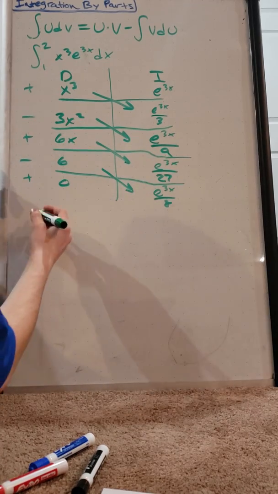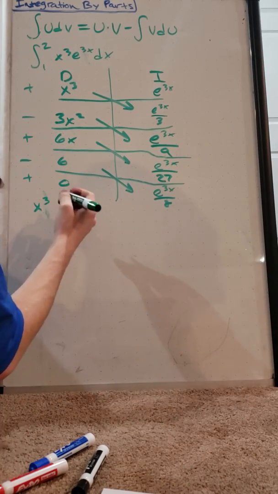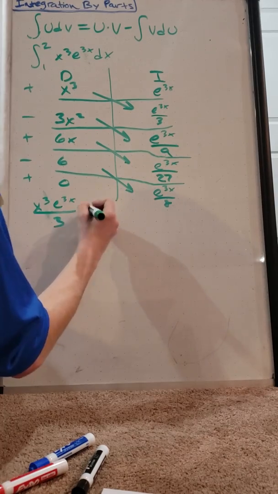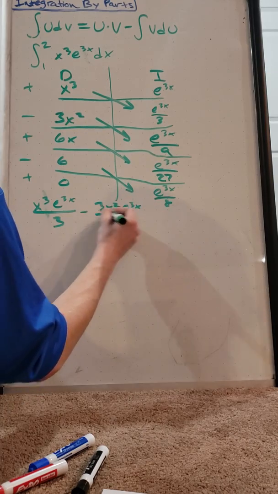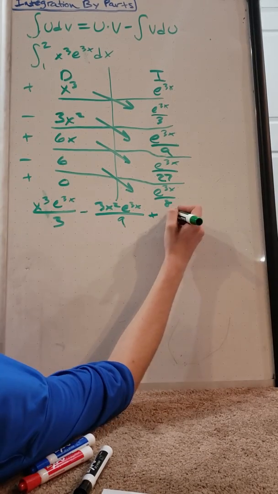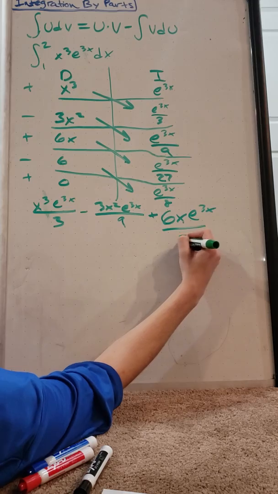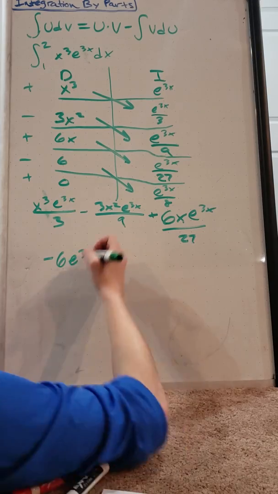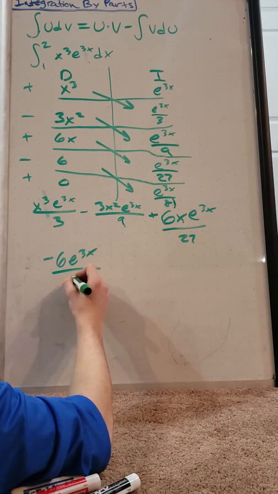And so you get x cubed e to the 3x over 3, and then minus, since this one's negative, 3x squared e to the 3x over 9, and then plus 6x e to the 3x over 27, and minus 6 e to the 3x over 81.